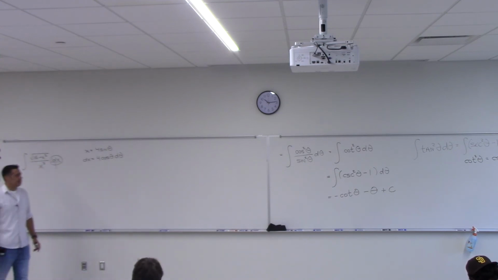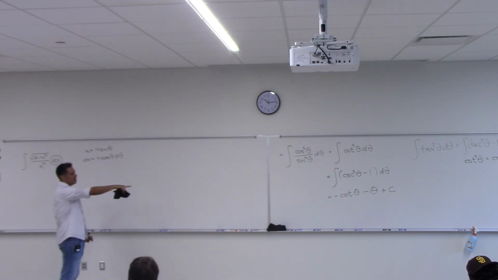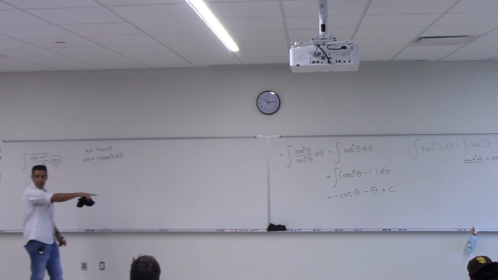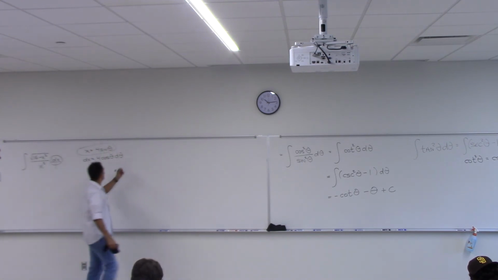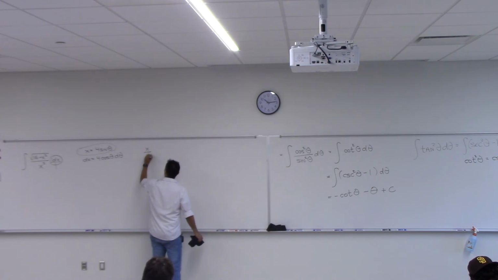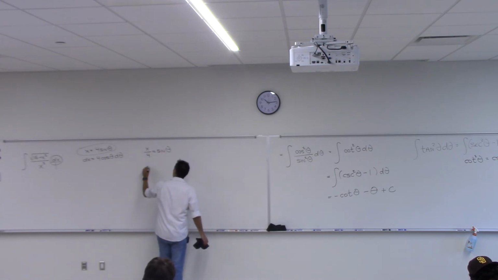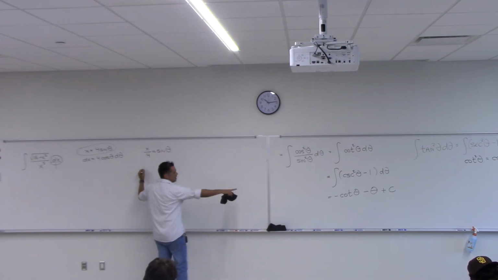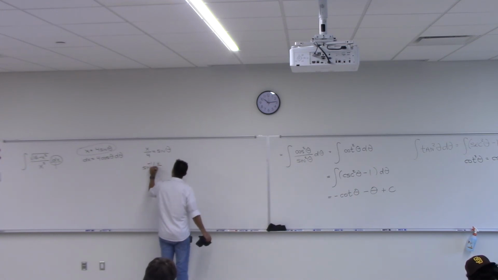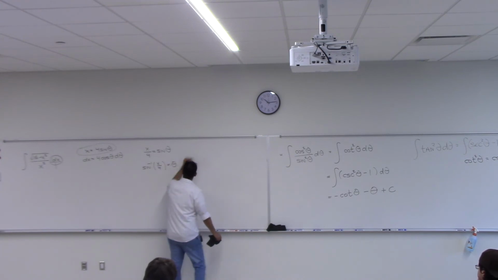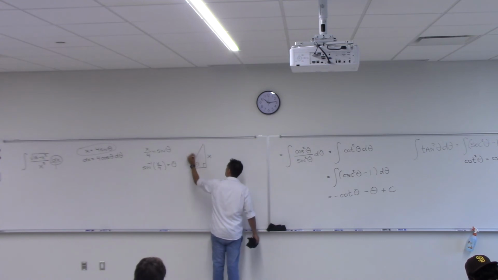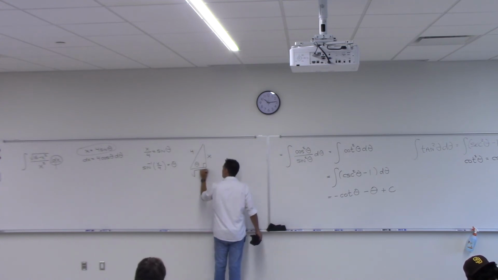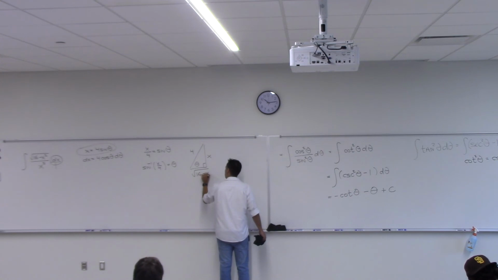I'm almost done. I need to know what cotangent theta is, and I need to know what theta is. So I'm going to go to my reference triangle. X over 4 is sine theta. So I need to know what theta is, right? So I may as well just do the arc sine right now. And then I'll go ahead and draw my right triangle. Sine is opposite over hypotenuse. And that means this side is the square root of 16 minus x squared.